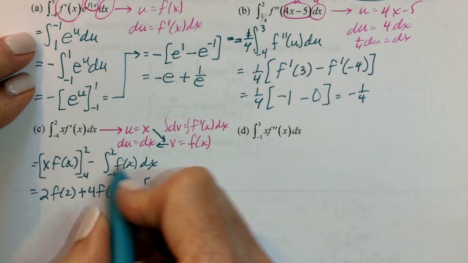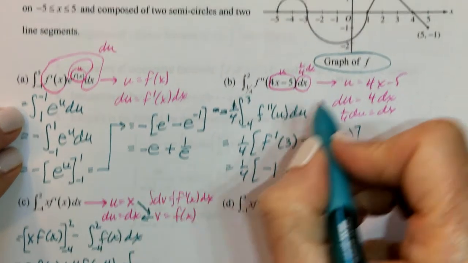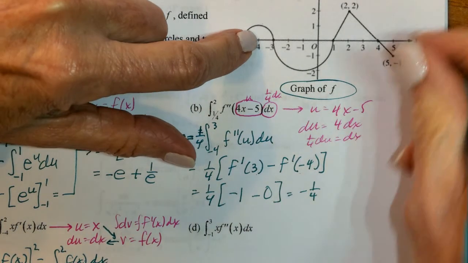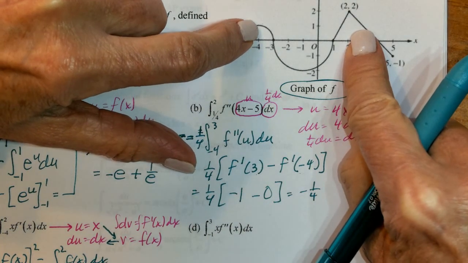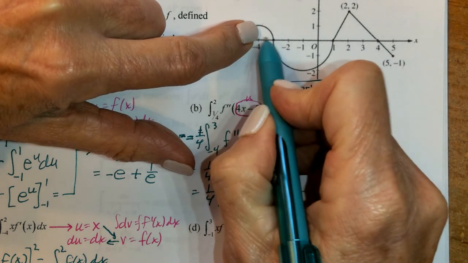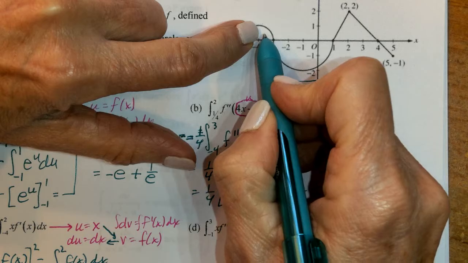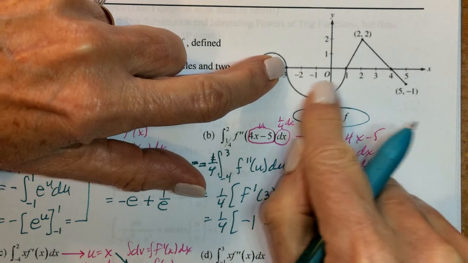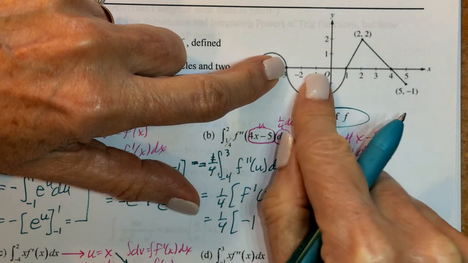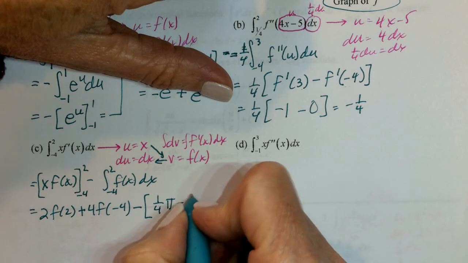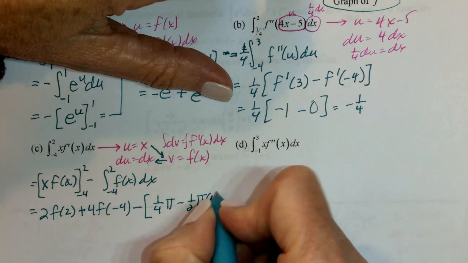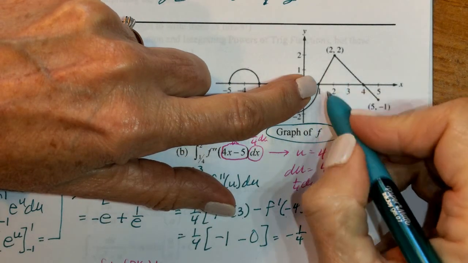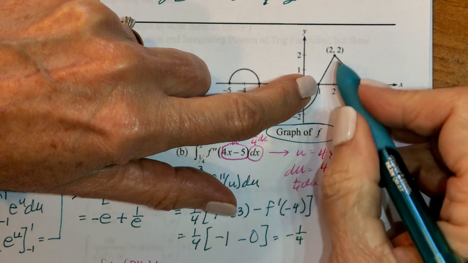minus the integral of f of x from -4 to 2. I can use areas. So from -4 to 2, I need that area. This piece will be 1/4 pi r squared, 1/4 pi times 1. So 1/4 pi. This is going to be a -1/2 pi r squared, where r is 2. And then from 1 to 2, a little triangle, positive because it's above the x-axis, 1/2 times 1 times 2.